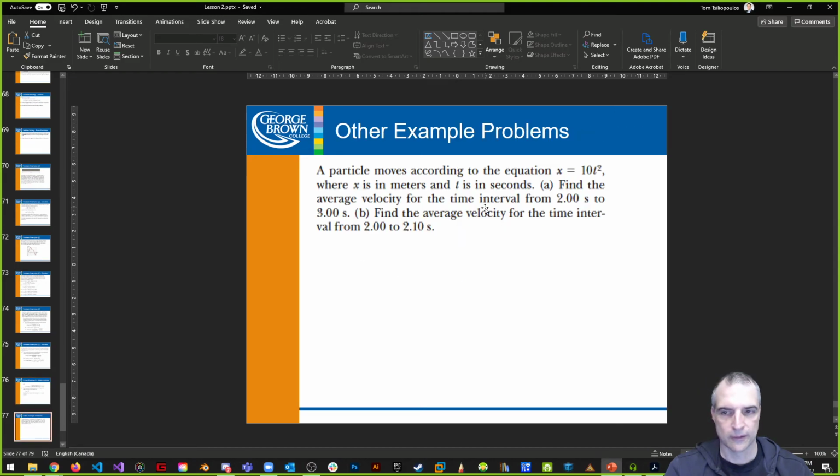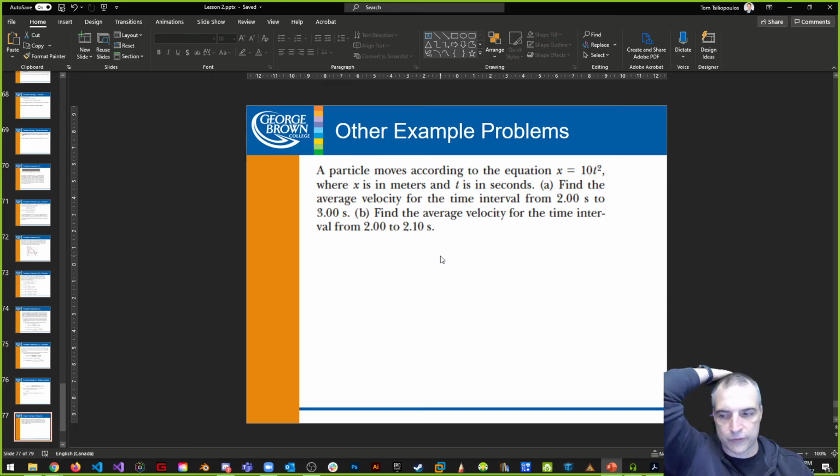Here's the last one. A particle moves according to the equation x is equal to 10t squared, where x is in meters and t is in seconds. Find the average velocity for the time interval from 2 seconds to 3 seconds. How do you do that?